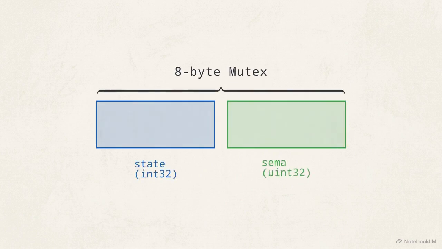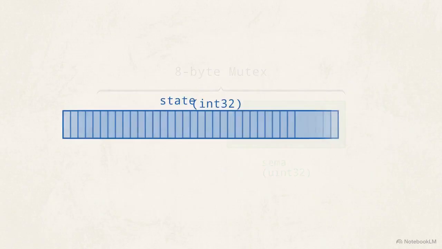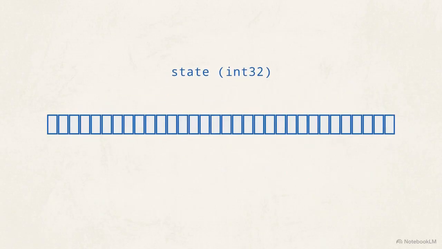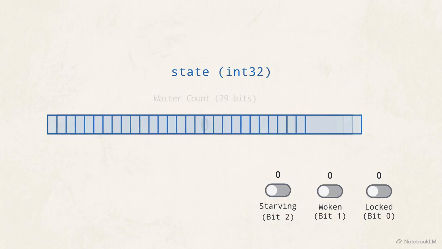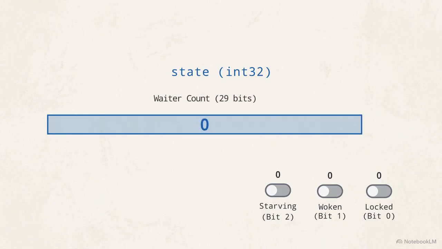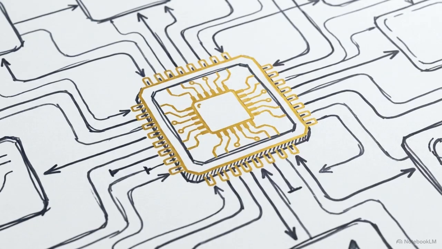Understanding the mutex starts with this compact 8-byte data structure. It is made of two parts, a 32-bit number called state and another 32-bit number called a semaphore. That single state number holds the entire configuration. The first 3 bits act like light switches, showing if the lock is held, if someone is waking up, or if the system is starving. The rest of the number is a counter, tracking exactly how many tasks are waiting in line. Code solves invisible latency cliffs by modifying the bits in this single integer.